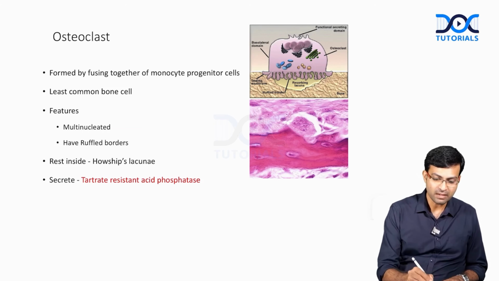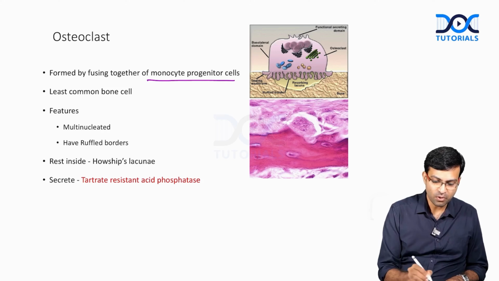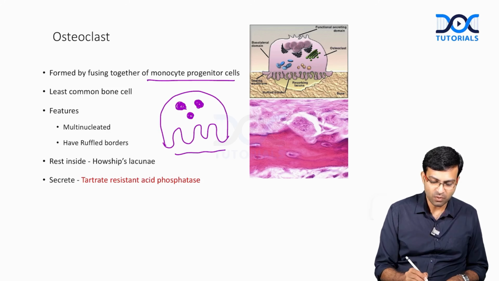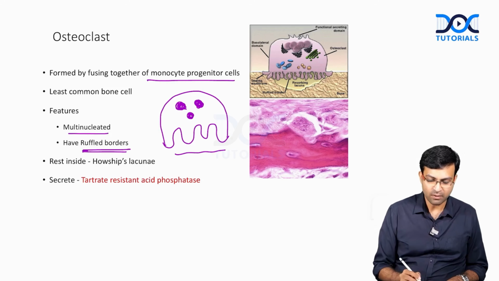It is formed by the fusion of monocyte progenitor cells. Because it is produced by the fusion of multiple cells, you get something like this. A cell with multiple nuclei, and one edge of the cell will have these finger-like projections, and this is what we call ruffled borders. So it is multinucleated and has ruffled borders.